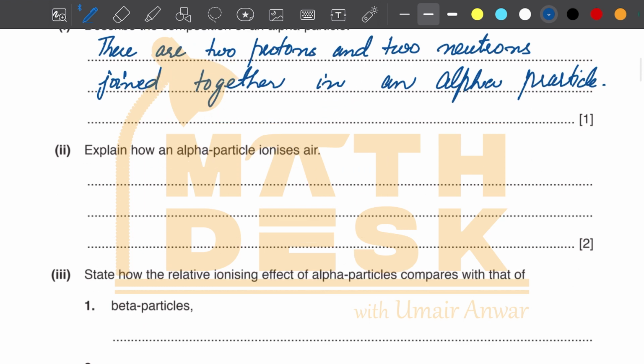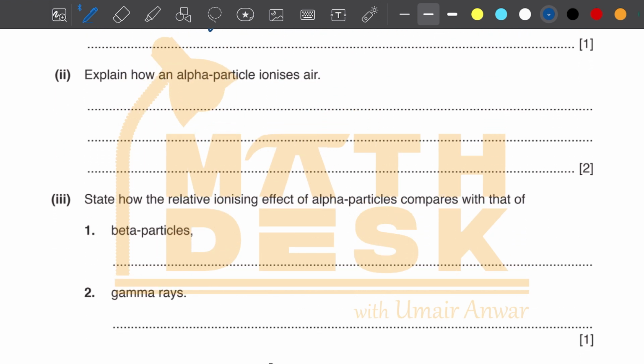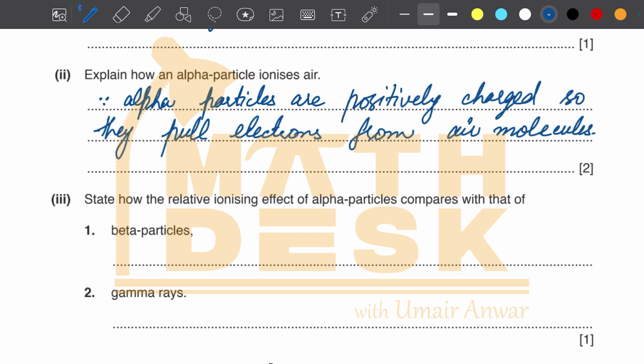In the next part, they are saying explain how an alpha particle ionizes air. Since alpha particles are positively charged, and because of this they make the air molecules lose their valence shell electrons, so the atoms of air or the molecules of the air ionize and alpha particles are able to gain some electrons.